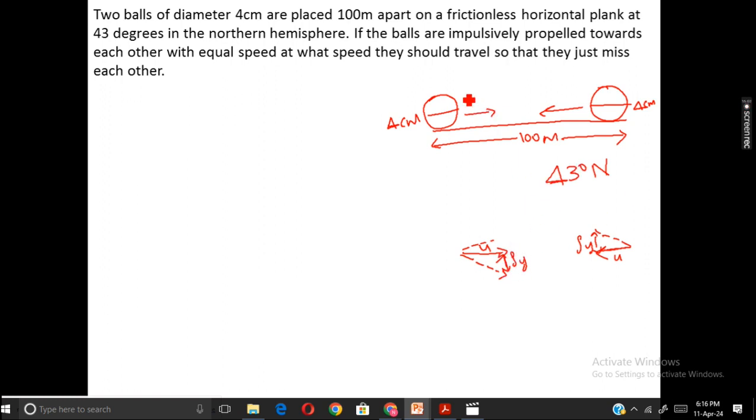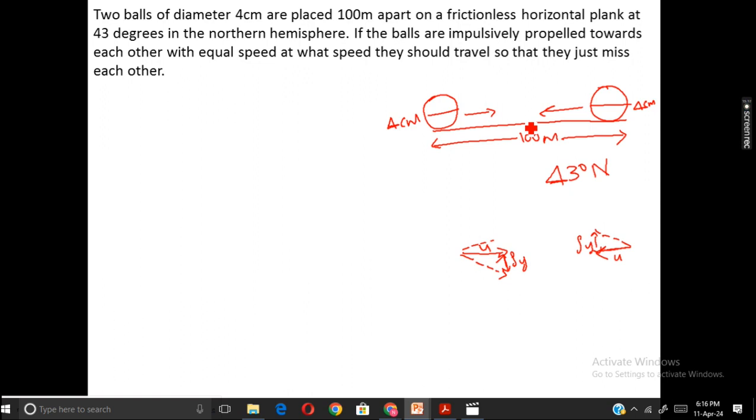So the question is, the balls are basically propelled towards each other with equal speed, and what we have to calculate is at what speed these balls should be propelled so that they just miss each other when they are crossing.